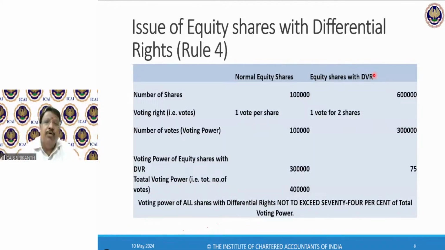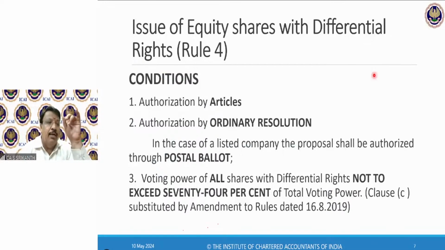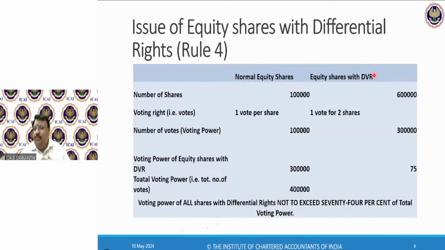So here is an example I'm giving you to help you understand. What did they say? Once you issue DVR shares, voting power of all shares with differential voting rights should not exceed 74% of the total voting power. So let us look at this. Here is a company. It has normal equity shares, that is full voting shares, 1 lakh. Equity shares with DVR, 6 lakhs. Now the DVR shares have 1 vote for 2 shares, so basically half vote. So on 6 lakh shares, I get only 3 lakh votes.